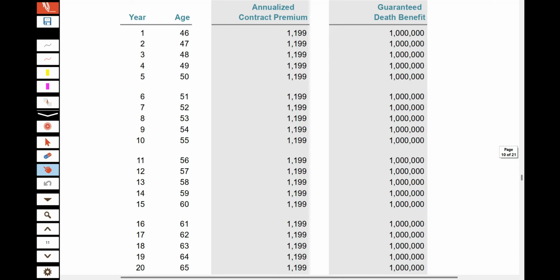So the only downside to term life insurance is all of these premiums that you are paying over the time frame are going to the insurance company. You're not building up any cash value, anything like that. So if you do not pass away within this time frame and you get to year 21, all these premiums are with the insurance company and you no longer have that $1 million of coverage.